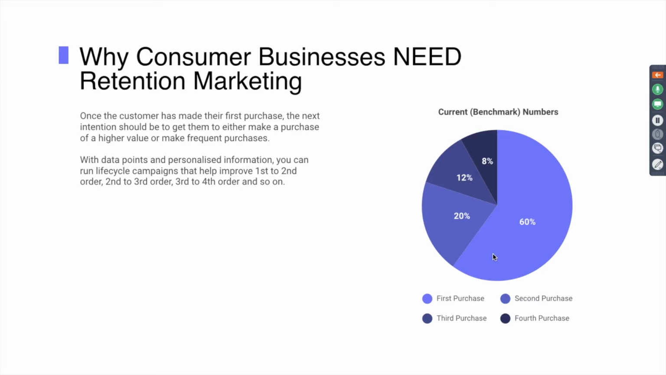With the data points and the personalized information, you can actually run these lifecycle campaigns and help improve your first to second order, second to third order, third to fourth order, and so on. There are multiple ways this can be achieved. Upselling and cross-selling users to increase the value of the next purchase can be one such way.